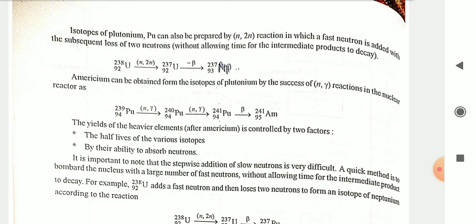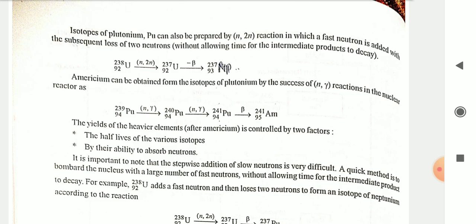Pu-239 (n,γ) gives Pu-240, which gives Pu-241; in the presence of beta decay it will give Am-241. The yield of the heavier element is controlled by two factors: the half-life of the various isotopes and their ability to absorb neutrons. It is important to note that the stepwise addition of slow neutrons is very difficult.